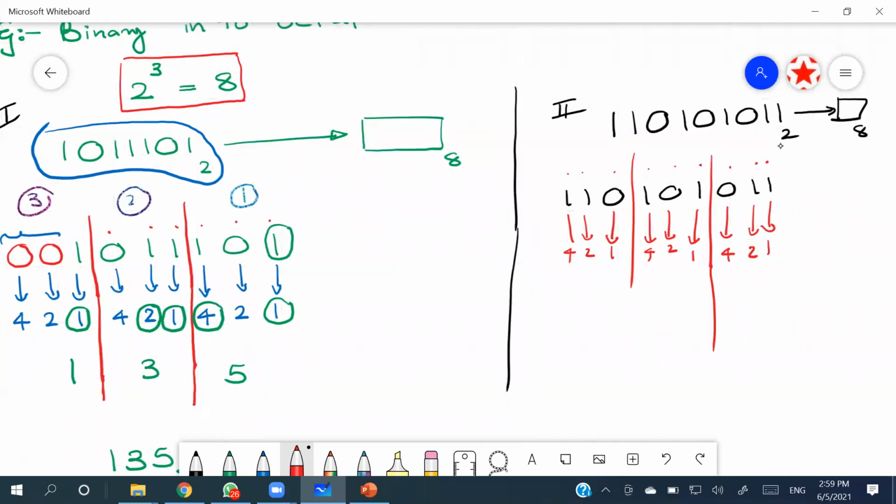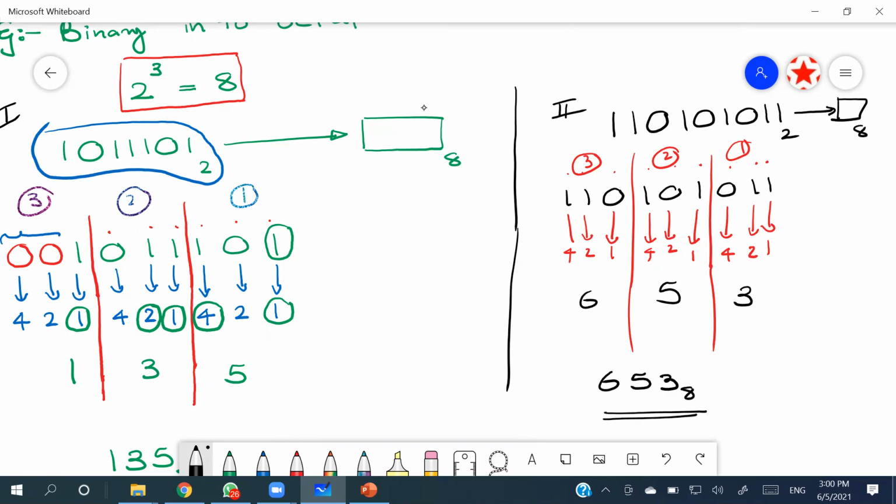Okay, people, tell me what is the number for the first group? This is group 1, this is 2, this is 3. Yes, very good, that is 3. And for the second group? Yes, that's the answer, this is 5. And for the third group, it is 6. So your answer is going to be 653 in octal. Simple as that.